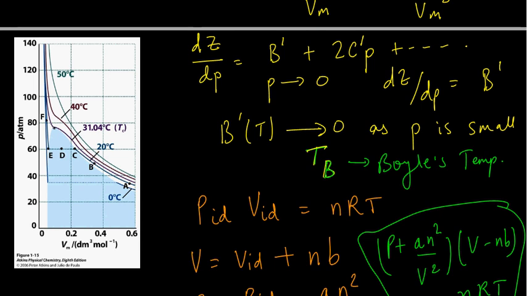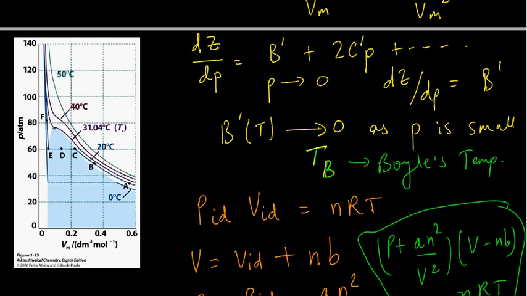Okay. At these positions over here, it's just a gas. Fine. When I lower the temperature, so I'm at a high temperature, 50 degrees. So I think this curve is for 50 degrees, then the next one 40 degrees. 31.04 is the critical temperature for carbon dioxide. It cannot be liquefied if the temperature is above 31.04 degrees. That's the definition of critical temperature.